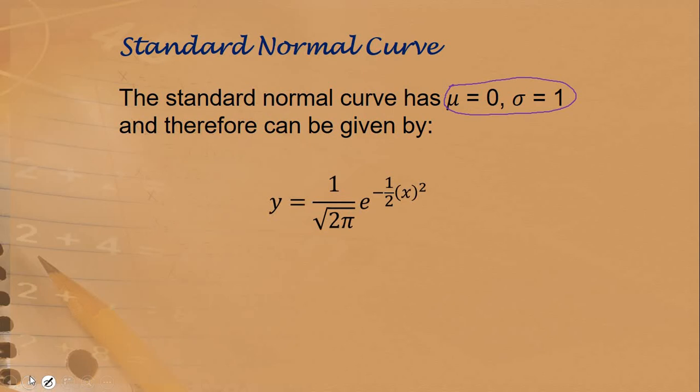So therefore, if we were to substitute those values into our formula, we get a more simplified looking curve for the standard normal distribution. And that means that if I was to sketch it, it's going to be centered at 0, where the mean is, and a standard deviation of 1, representing how spread out it will be. So let's look at how we can use this function to solve some problems.